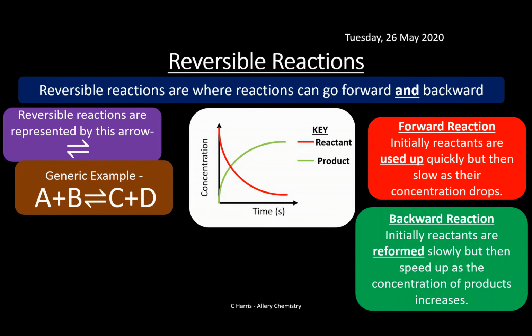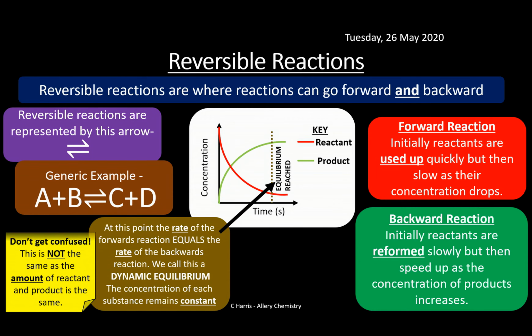So then likewise, if we go the other way, the backwards reaction, again we're looking at our reactants. We have very little of our reactants, but over time their concentration increases quite quickly, and then it flattens off. So this is going forwards, and this is going in the reverse direction here. Again, we're looking at products reacting together to form our reactants.